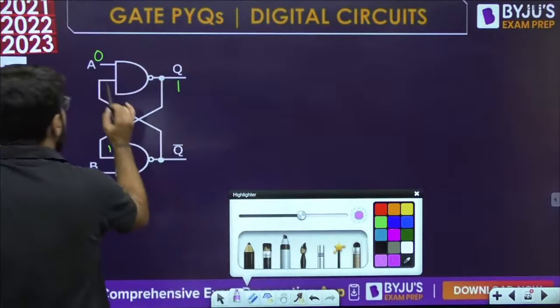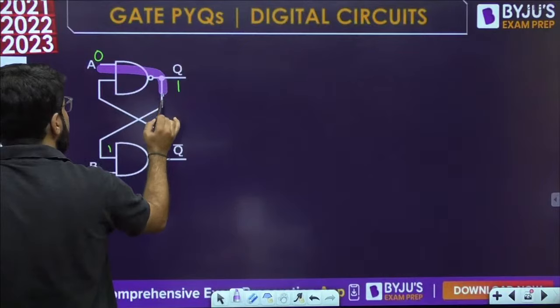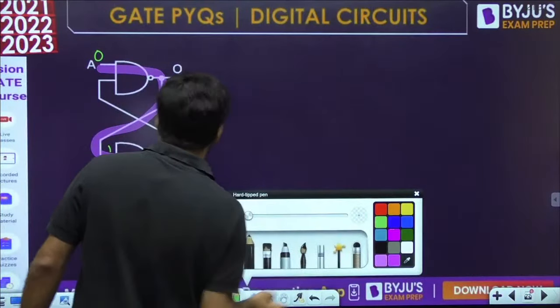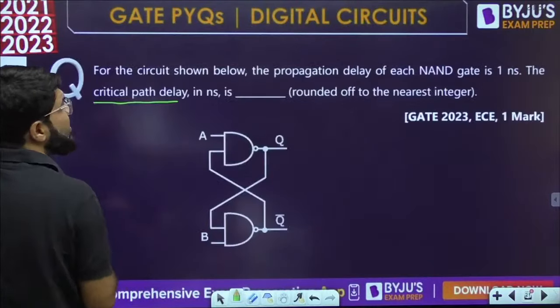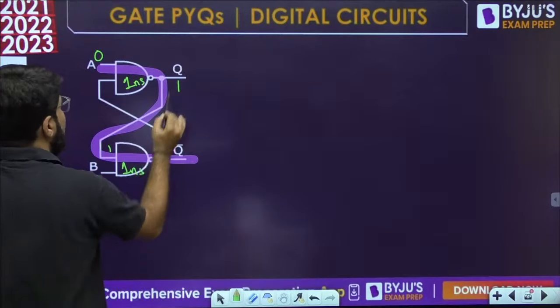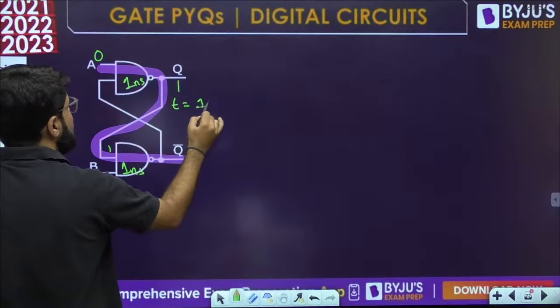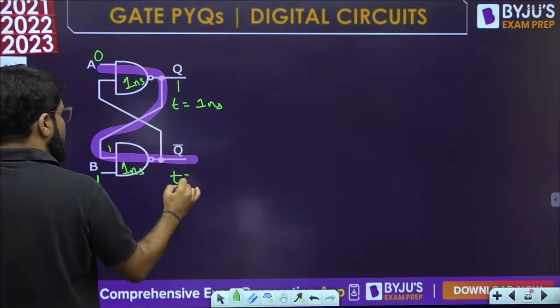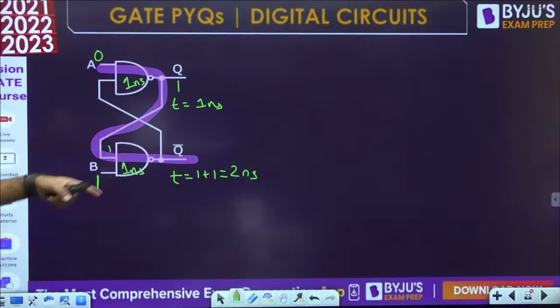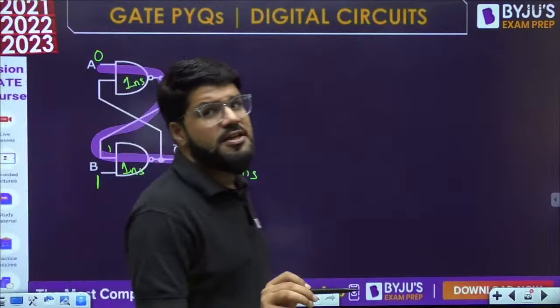The cycle is something of this kind. Okay, it goes here, it reflects in the Q, and then it goes to the Q bar. So both the delays are coming into picture, and the delay of each NAND gate is 1 nanosecond. This is 1 nanosecond, this is also 1 nanosecond. So this will be available at 1 nanosecond, then plus 1 more, T equal to 1 plus 1, 2 nanoseconds is the answer. For both the outputs, Q and Q bar, to stabilize, the answer is 2 nanoseconds.